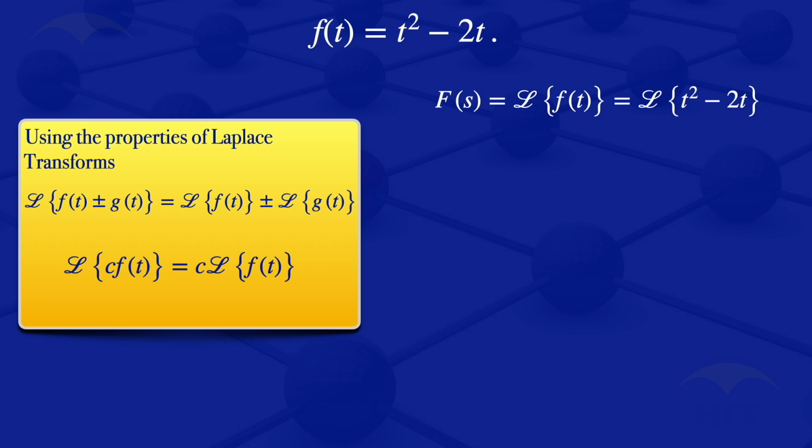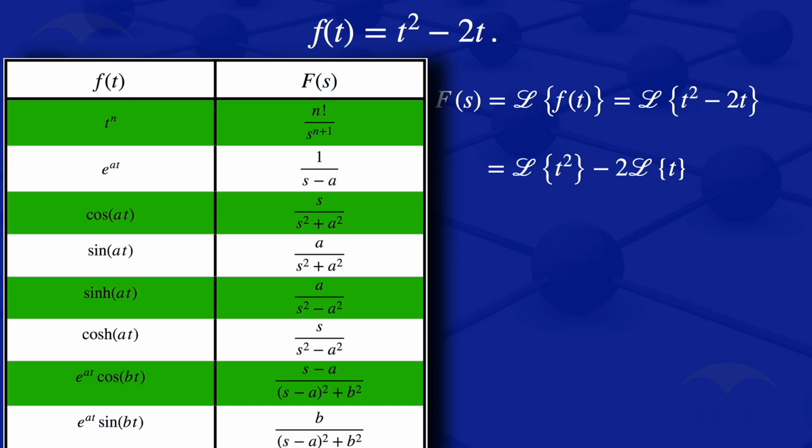For the second property, we apply it where we have the Laplace transform of 2t, so that we would have minus 2 times the Laplace transform of t. So our Laplace transform becomes the Laplace transform of t squared minus 2 times the Laplace transform of t. We can now go on and use our table of Laplace transforms. We have a column for f of t, which is the function that we have, and the Laplace transform F of s on the right.